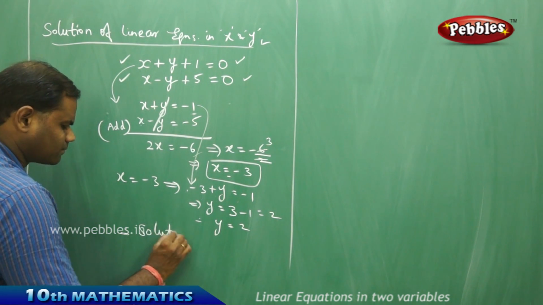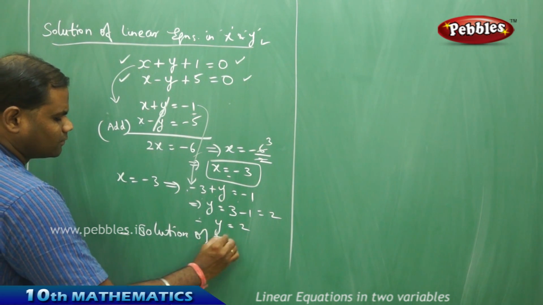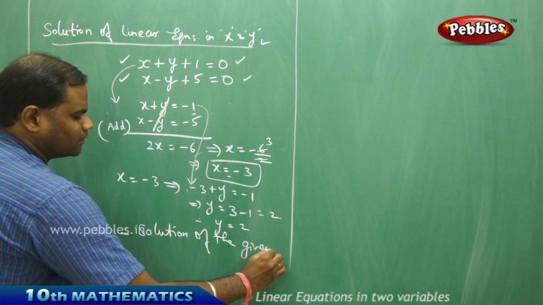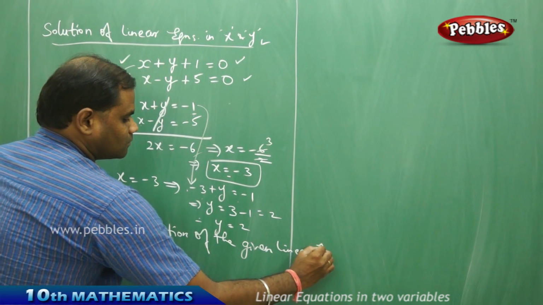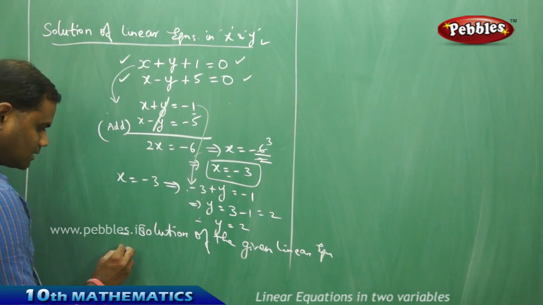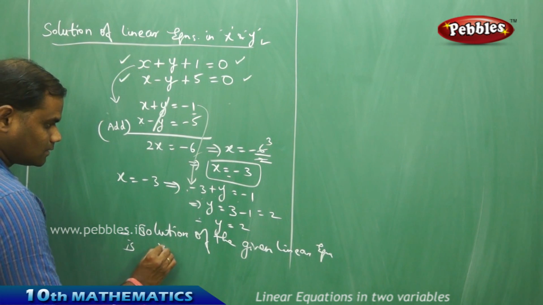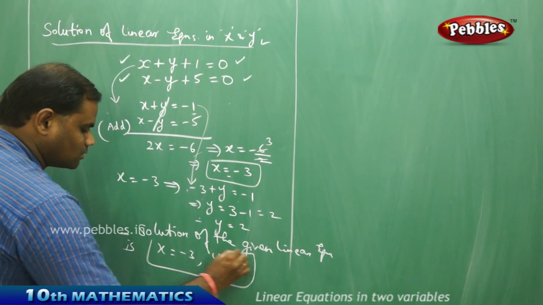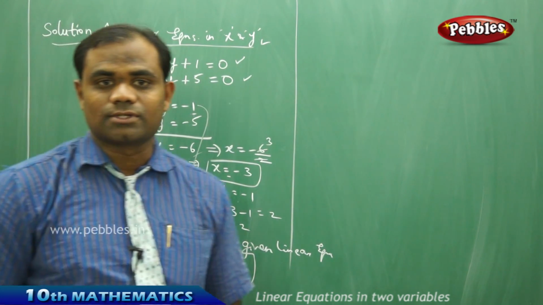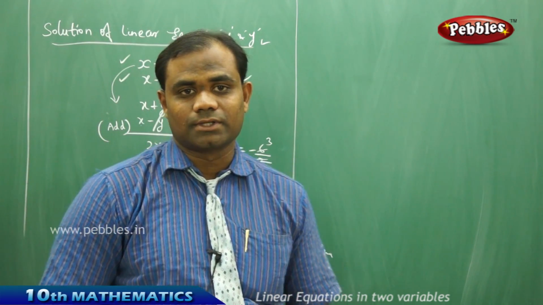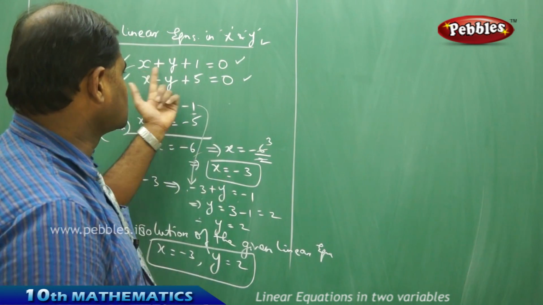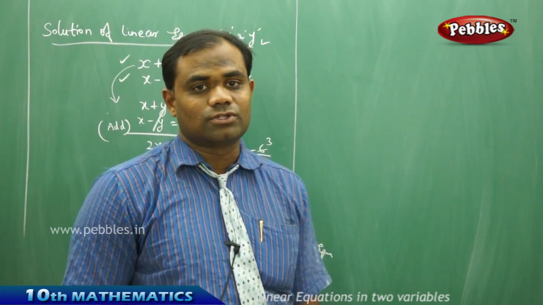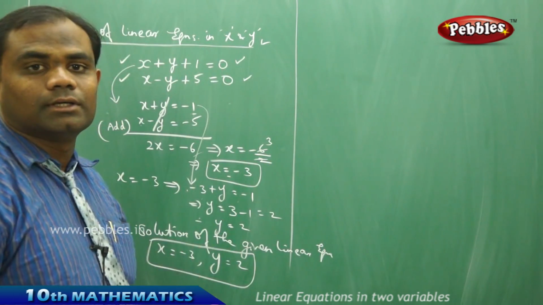Therefore the solution of the given linear equations is x equal to minus 3 and y equal to 2, which are the solutions of the given linear equations in two unknowns x and y. This is how we solve algebraically in this method.